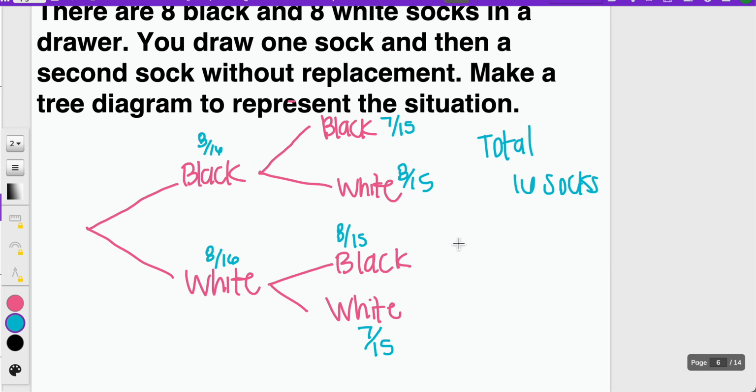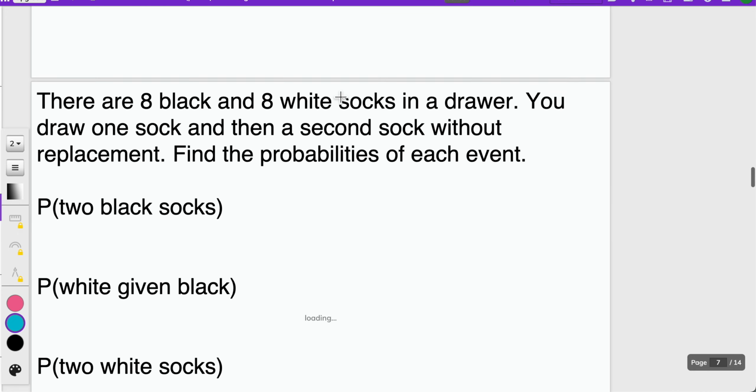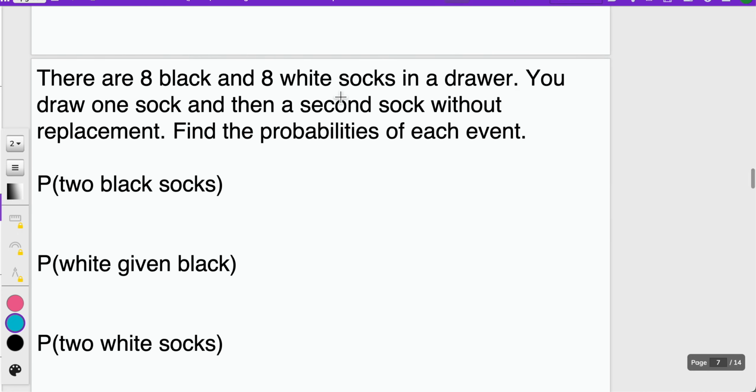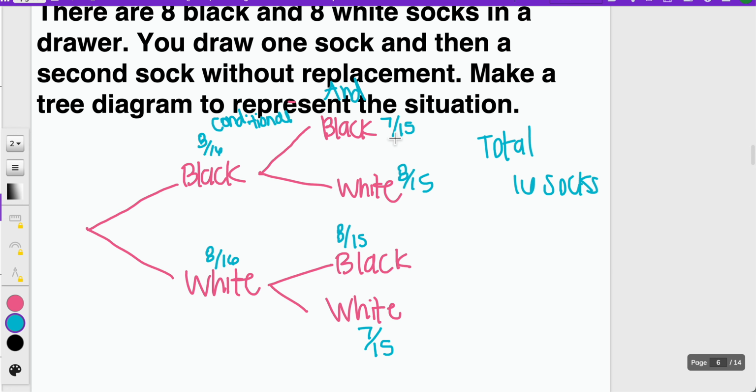Okay? Now, once we figure out our probabilities here, then we'll be able to use our conditional. So it starts off with conditional and then finishes out with and, because I want a black and another black, or a black and a white sock. So now we're going to take the probabilities and put these together. Okay? So if I wanted 2 black socks, it would have to be a black and a black. So it'd be 8/16 and 7/15.